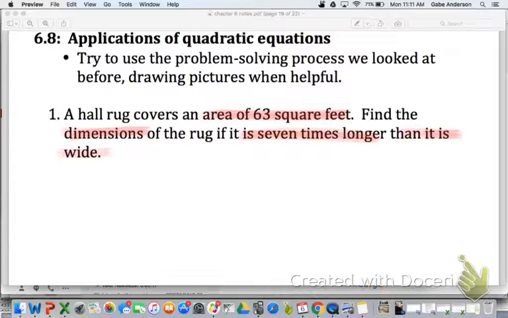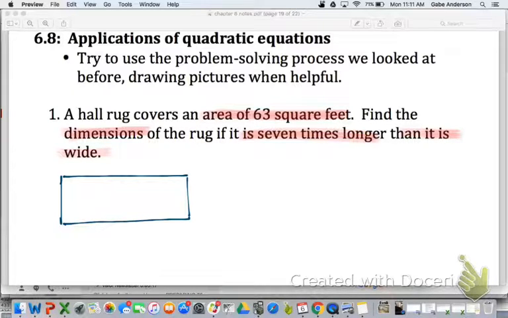So I feel personally that this is one where a picture could be helpful. We've got a hall rug, typically a rectangle. So I'm going to draw out a rectangle here, and do a little bit of labeling with our rectangle in just a second.